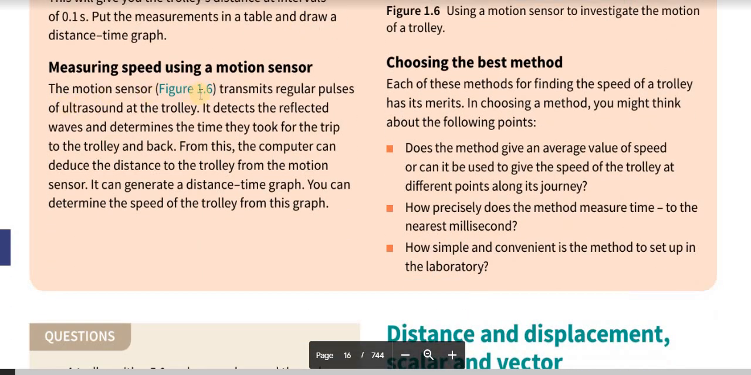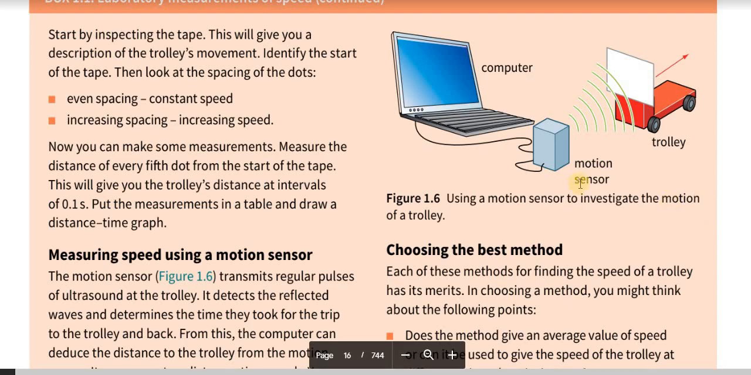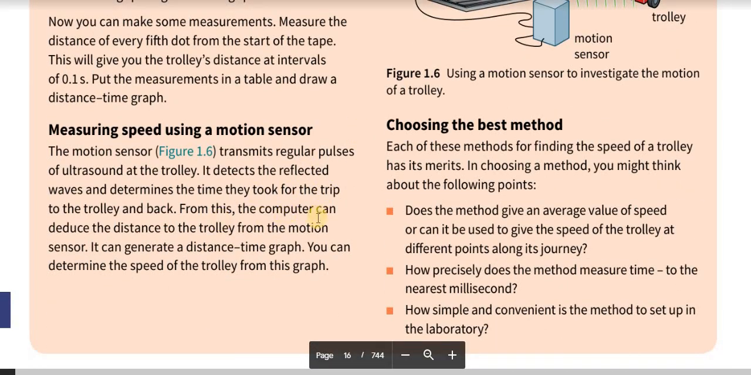You can see here the motion sensor transmits regular pulses of ultrasound at the trolley. It detects the reflected waves and determines the time they took for the trip to the trolley and back. So it hits the trolley and comes back. But if you place it somewhere at the side, then the waves can't strike the trolley when the trolley is somewhere else. But if you place it in line, no matter how far it goes, the waves also go, hit it and come back. From this, the computer can deduce the distance to the trolley from the motion sensor.